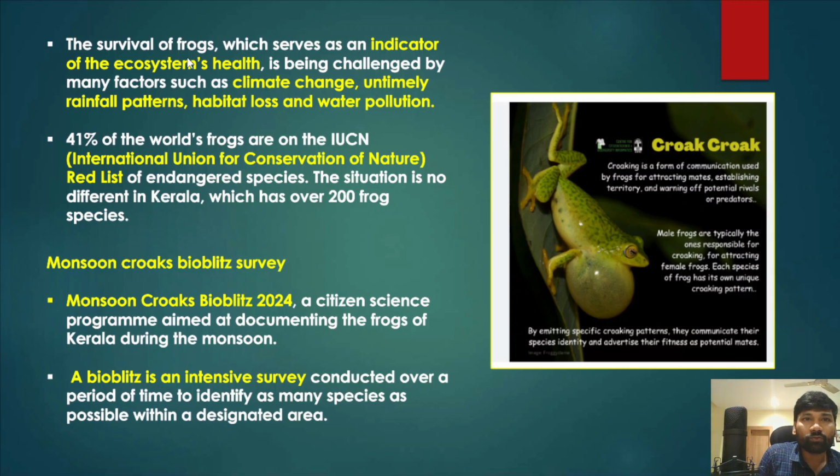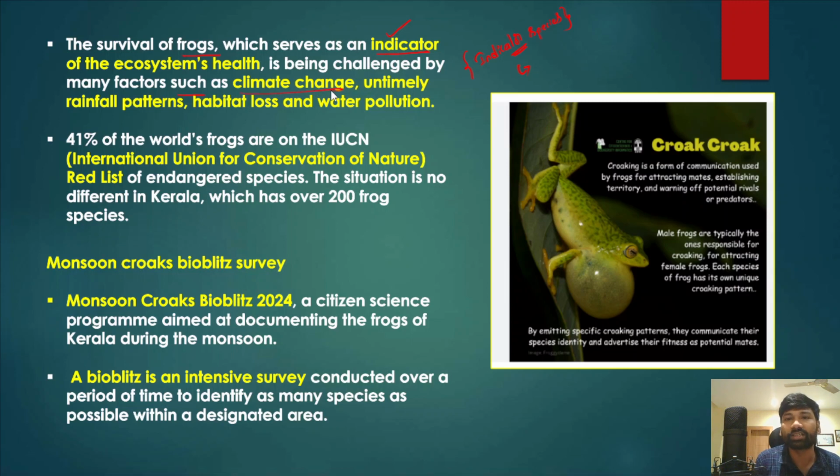Okay, so the survival of frogs actually serves as a major indicator of the ecosystem's health. Now, what are these indicator species of an ecosystem? Indicator species are certain species which indicate the health of the ecosystem. If the health of the ecosystem is deteriorating, there is a significant decline or mortality of these indicator species. We do not find these indicator species if there is a deterioration of the health of the ecosystem. Therefore, they are known as indicator species of the ecosystem, and they are being challenged by many factors. Okay, so the frogs' survival is being challenged by many factors.